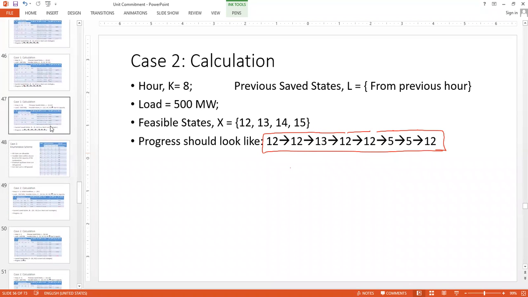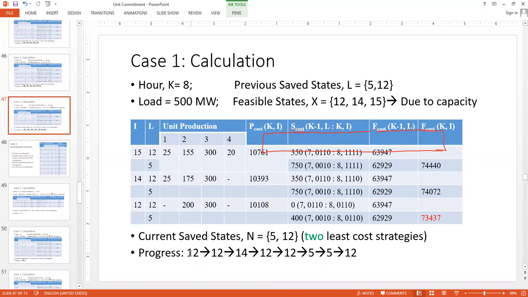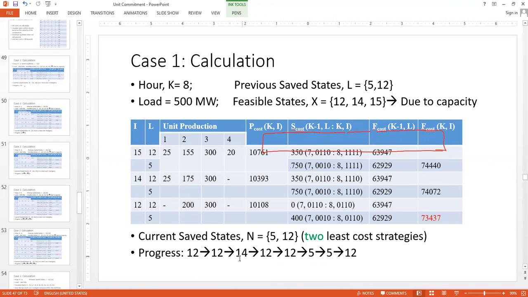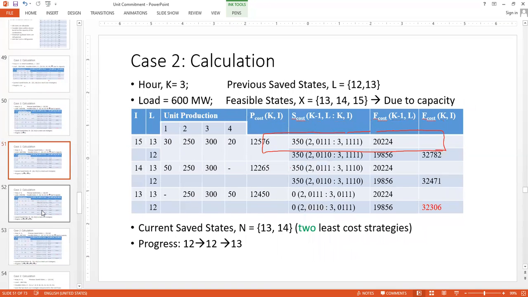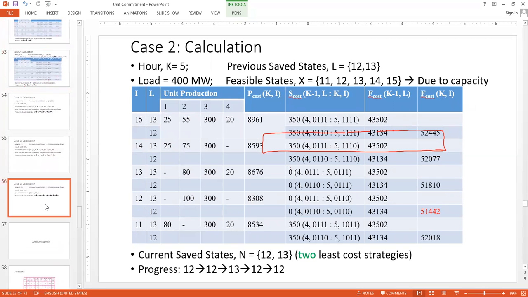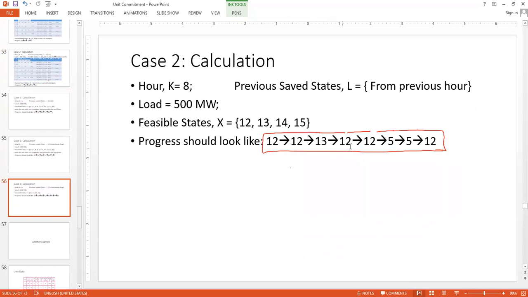Okay, it was 12. So mostly it was 12, 12, then 14, then again 12, 12, 5, 5, and 12. Okay. However, for this one, you don't see state 13 here. However, here you see we have the presence of state 13. Okay, 12, 12, 13, 12, 12, 5, 5, and 12. So it is of course a little different than the priority list ordering scheme.